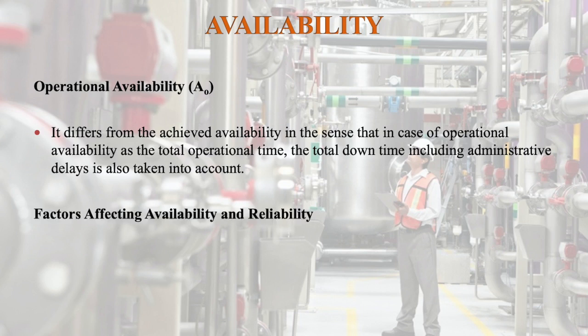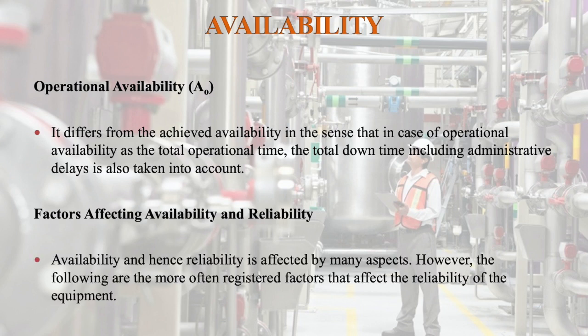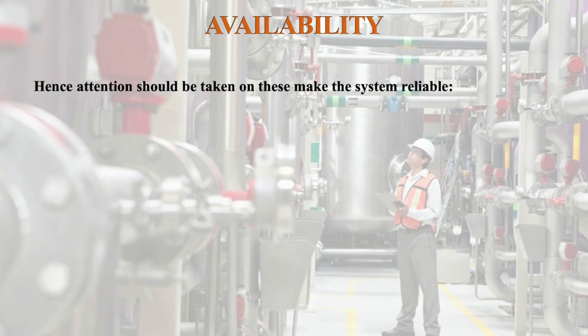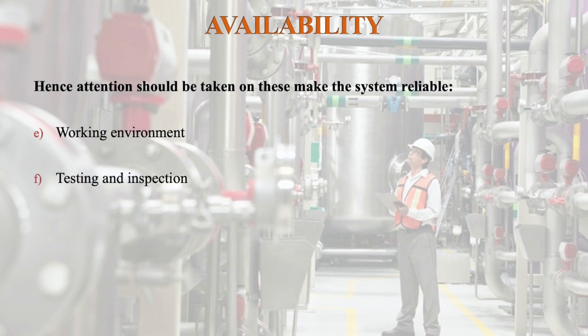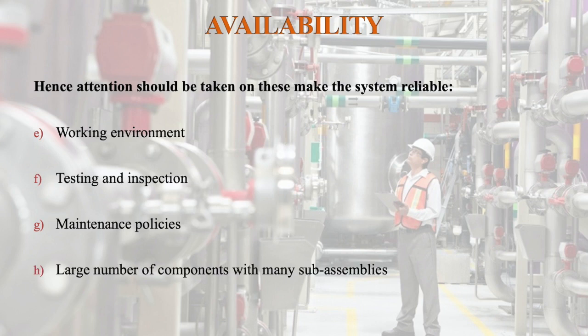Factors affecting availability and reliability. Availability and hence reliability is affected by many aspects. However, the following are the more important factors that affect the reliability of the equipment. So attention should be given to these to make the system reliable: design, material, manufacturing method, complexity of the product, working environment, testing and inspection, maintenance policies, large number of components with many subsystems.